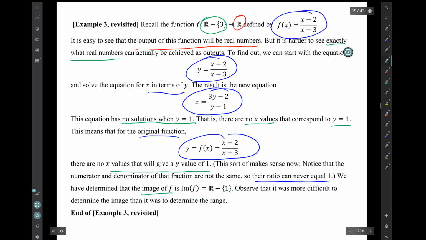So notice that it was more difficult to determine the image than it was to determine the range. Sometimes, again, if you just care about what sorts of things are going to come out of the function, it's often easy to answer that. We could see right away that this function was going to produce real numbers as output. So it was easy to come up with a description of a range that would work. But it was much harder to come up with a description of the image.